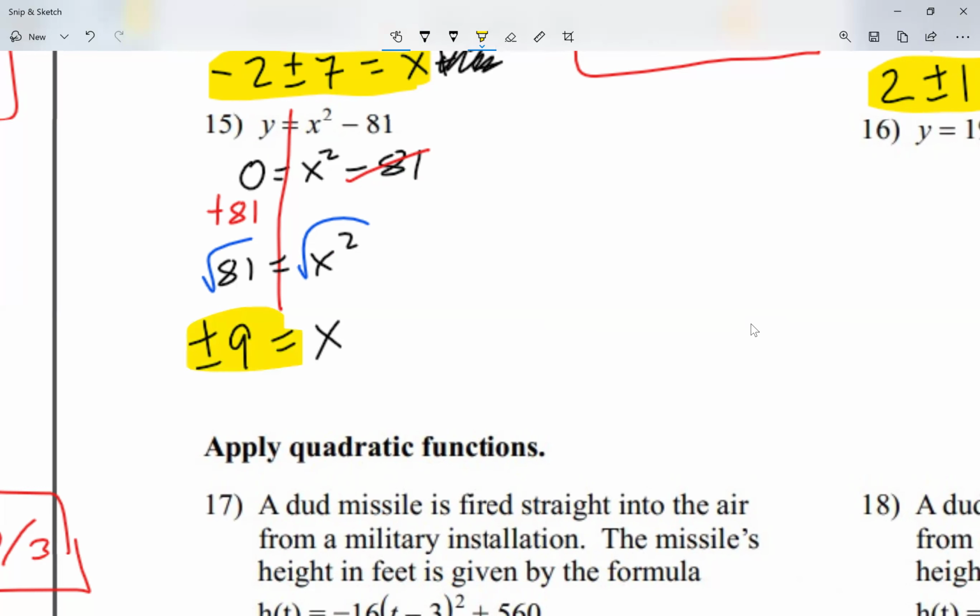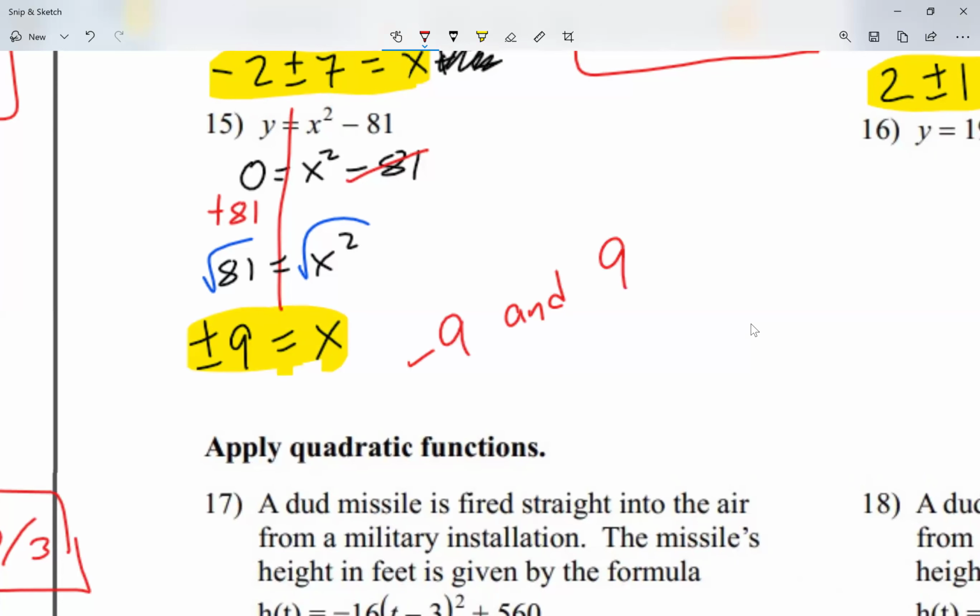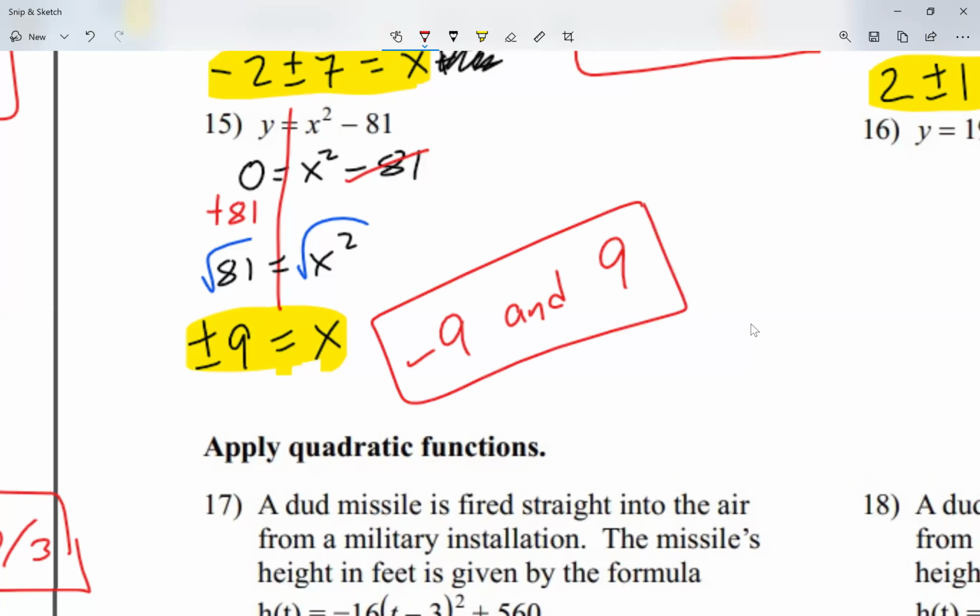I see it right there. Okay, so my answer is going to be negative 9 and 9. I still had two values on this one, right? Negative 9 and positive 9.